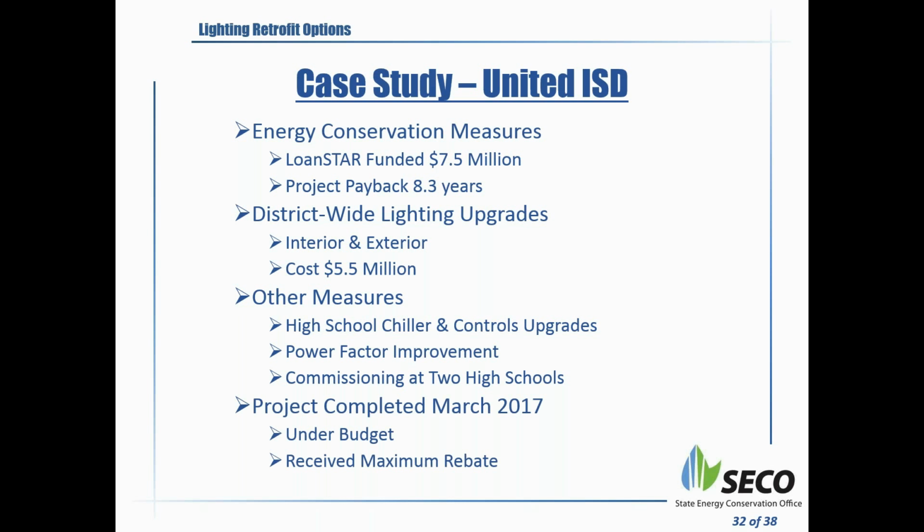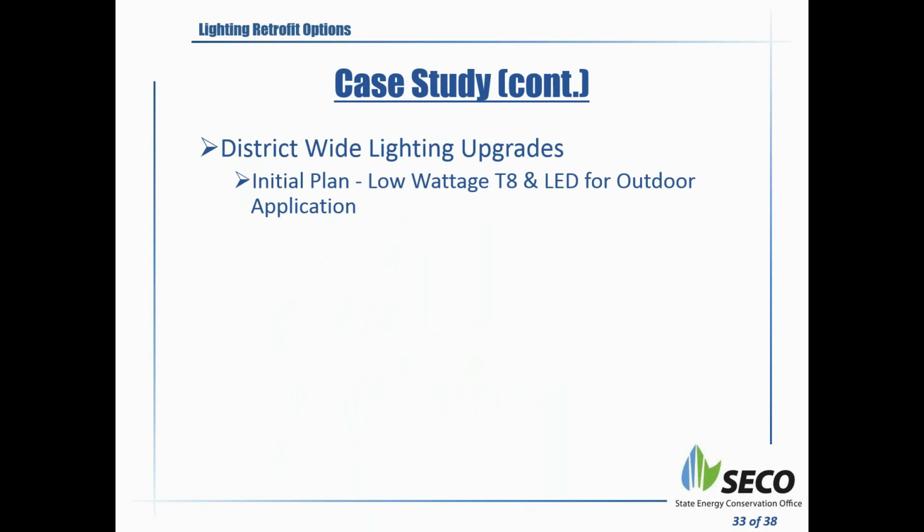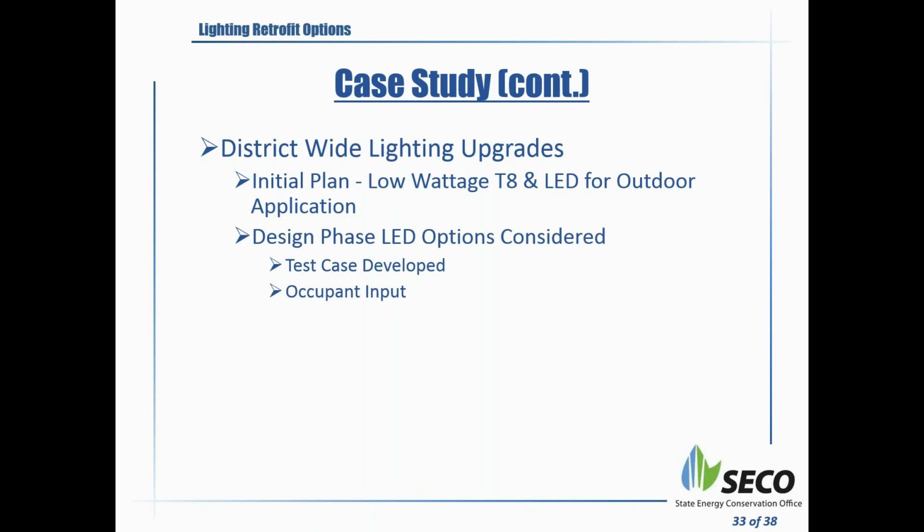The project just got completed in 2017. It was under budget, and it received the maximum rebate from the utility also, basically. Something to keep in mind. For the district-wide lighting upgrades, the initial plan was to have low wattage T8s. Now this started close to the 2014 time frame. Remember that LEDs were not a good option at that point in time, or they were expensive. So when we got to the design phase, the LED options were evaluated again.